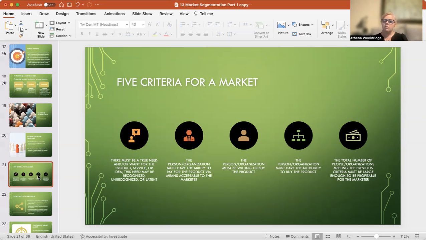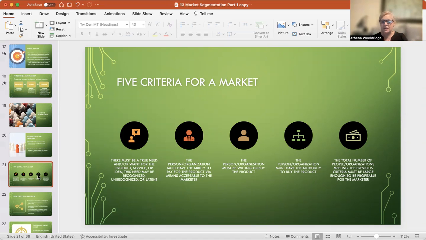Number 4, the person or the organization must have the authority. Maybe I have all the money in the world as a TikTok influencer and I have millions, but I'm 15. I can't buy a Lamborghini. So I have to be a certain age in order to do that and drive it and everything else. So they have to have the authority and the capacity and the ability to be able to buy something.